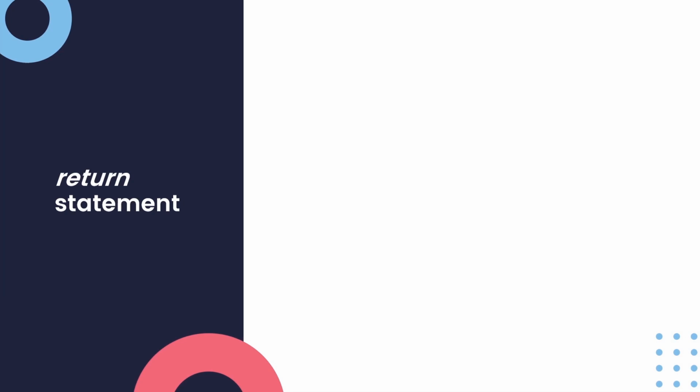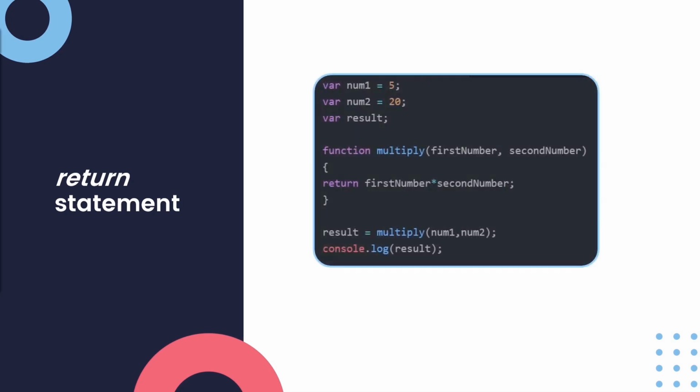Now let's take a closer look at the return statement and see how we can actually use the return statement to perform some sort of mathematical computation. Now in our first three lines of code, we have three variables. We have var num1, which is equal to 5. We have var num2, which is equal to 20. And then we have an empty variable called result. Now keep in mind, this is an undefined variable. It does not hold any value.